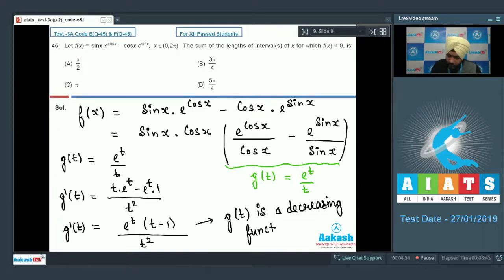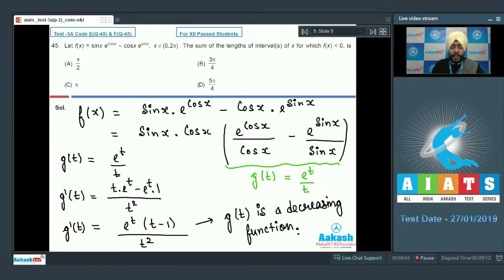How decreasing function? Because for t less than 1, g dash t is going to be negative. E raised to power t is always positive, t square is always positive. So for t less than 1, it is going to be a negative quantity, g dash t. Therefore, gt will be a decreasing function. That means we have got that this particular bracket is decreasing for all values of cos x and sin x lying in the interval minus 1 to 1.